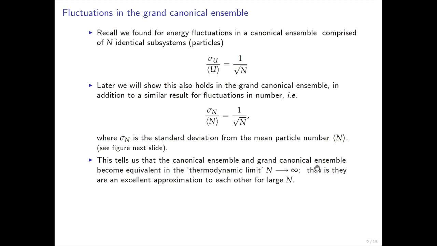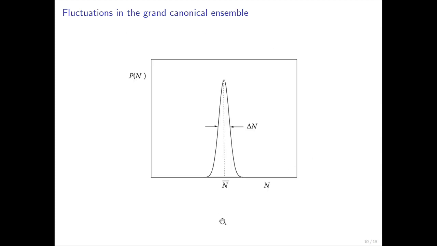So in other words, let's just look at this. If we actually look at the probability distribution of the total number of particles in the grand canonical ensemble for large n, we'd see something like this. Here's n on the horizontal axis, and on the vertical axis we have the probability, and this would be the distribution. It would be centered around some n bar, which is just bracket n, bracket large n, and it would have a full width of something like delta n.